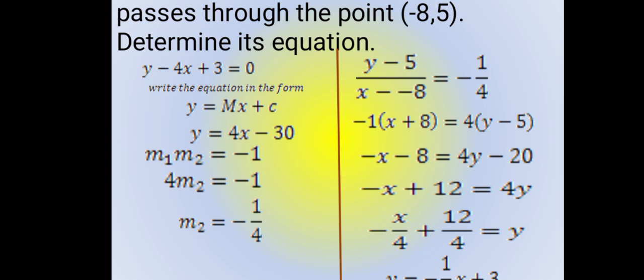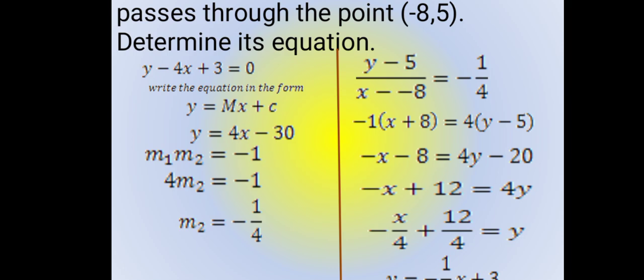A very important note is that when lines are perpendicular, the product of their gradients is negative 1. That is, if you have the gradient of line 1 represented by m1 and the gradient of line 2 represented by m2, if we multiply, we should get negative 1. When we write a line in the form of y is equal to mx plus c, that m is the gradient. In our line, the gradient is 4.